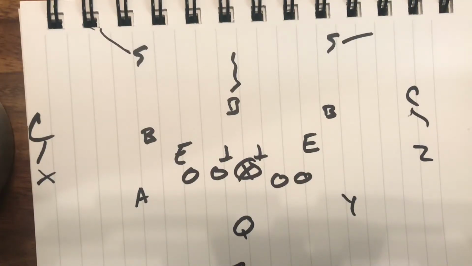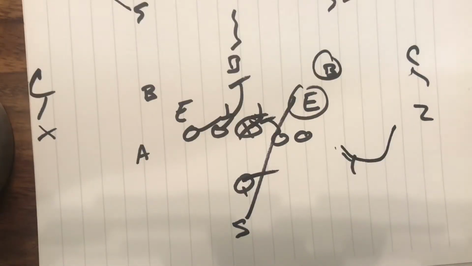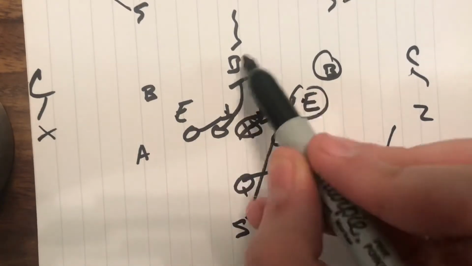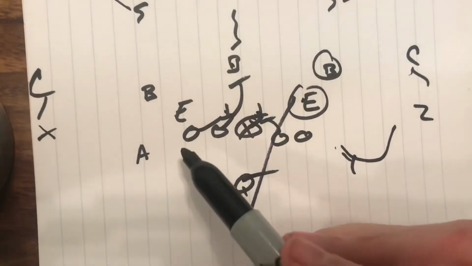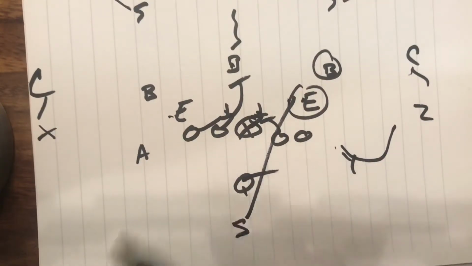When I'm seeing two high safeties, I'm checking to run every single time. It makes it a lot easier reading for the quarterback when you have 1, 2, 3, 4, 5 guys in the box and you're not even blocking 2 of them. Okay, so that's our inside zone stuff against a two high.